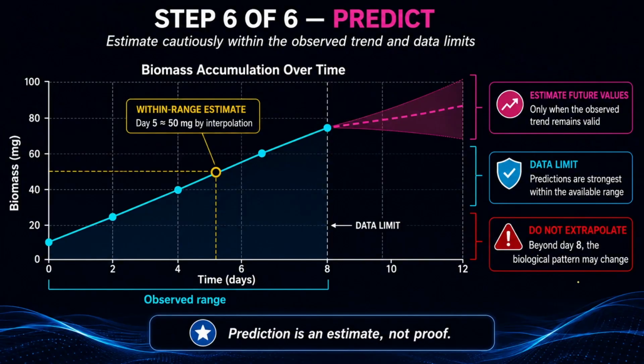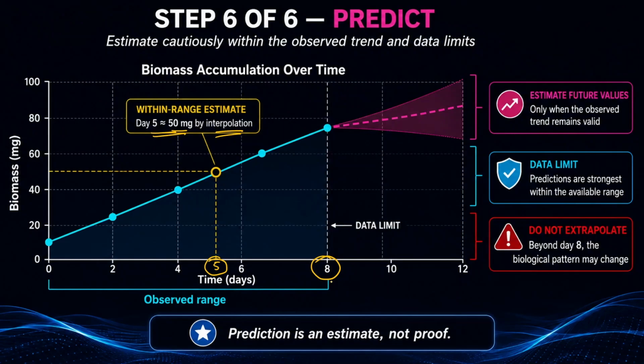Now we come to the final step, predict. Once you have understood the graph completely, you can make predictions, but only within the limits of the available data. Look at this graph. The observed data are available only up to day 8. If we want to estimate the biomass on day 5, which lies between two measured points, we can safely use interpolation. Here the estimated biomass is approximately 50 mg.